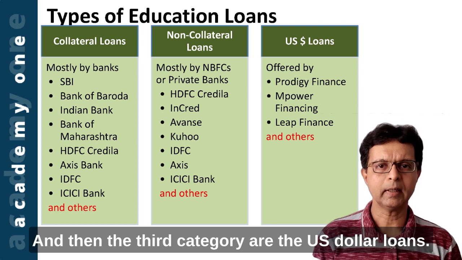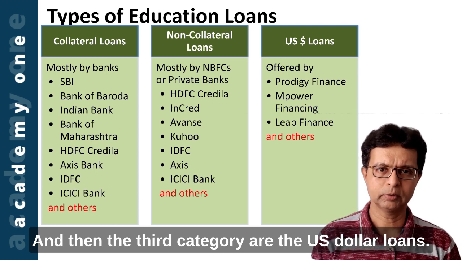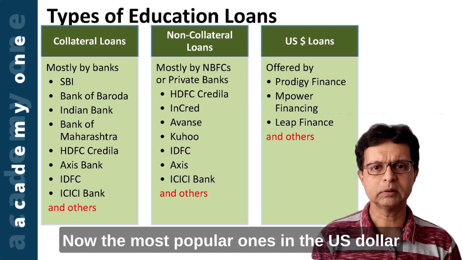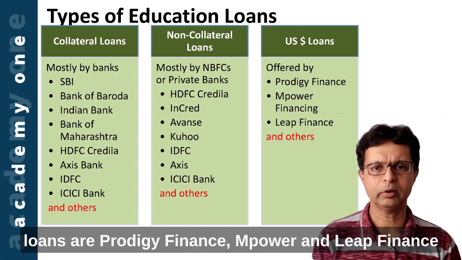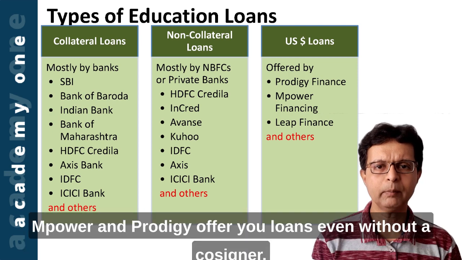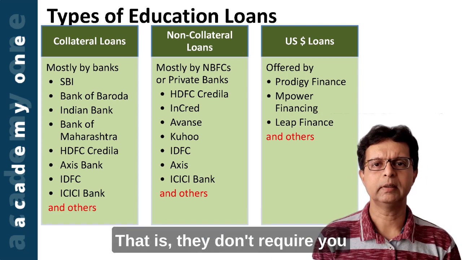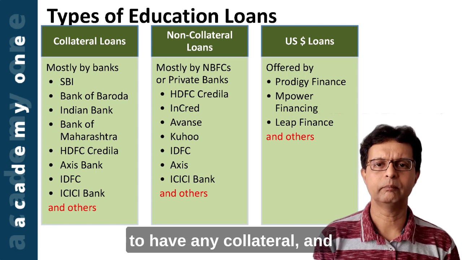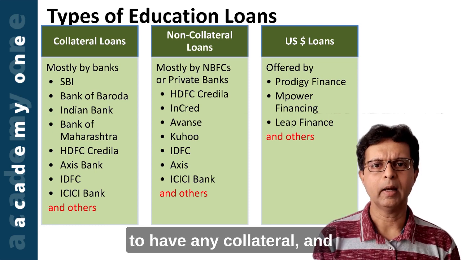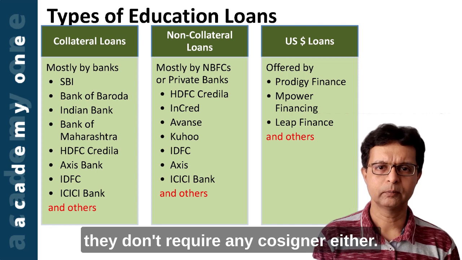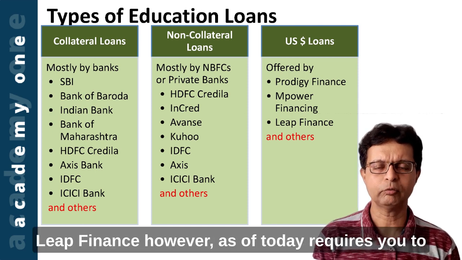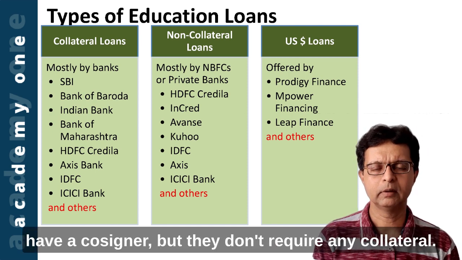And then the third category are the US dollar loans. Now, the most popular ones in the US dollar loans are Prodigy Finance, Empower, and Leap Finance. Empower and Prodigy offer you loans even without a cosigner. That is, they don't require you to have any collateral, and they don't require any cosigner either. Leap Finance, however, as of today, requires you to have a cosigner, but they don't require any collateral.